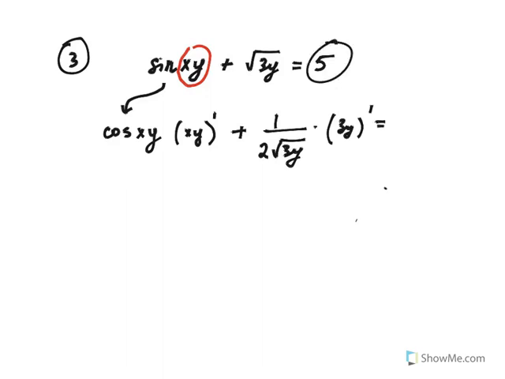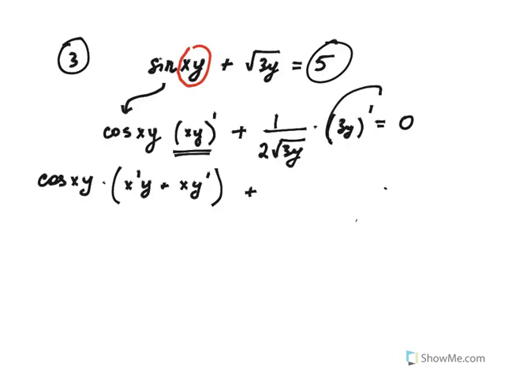The derivative of 5, it's just a constant, and that would be 0. Let's continue. Cosine of xy times. Now we are dealing with a product rule here. So it's going to be x prime y plus xy prime. And then the rest of it, I'm just going to put the 3 on the top in my numerator.